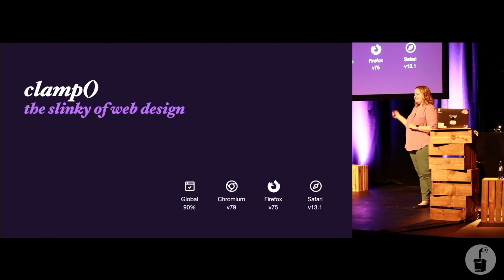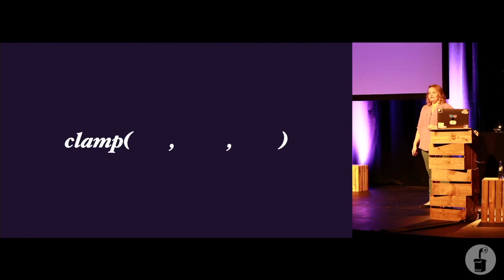The CSS function clamp is the Slinky of web design, and we've had full support for this CSS math function for about the last 2 years. Clamp accepts 3 values: a minimum, an ideal, and a maximum. Now, the trick with clamp is that the ideal value needs to use a dynamic unit, like viewport units, in order to transition between the minimum and the maximum.